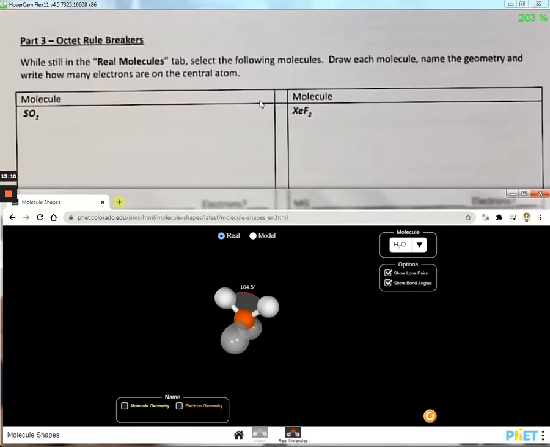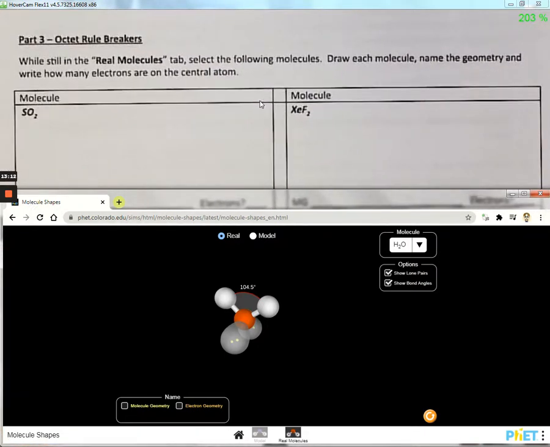Part 3, we're going a little bit deeper. We're going to go with the octet rule breakers. So while still in the real molecules tab, select the following molecules, draw each molecule, name the geometry, and write how many electrons are on the central atom. So let's look at SO2 from our drop-down menu. Okay, sulfur dioxide. Now that's interesting.